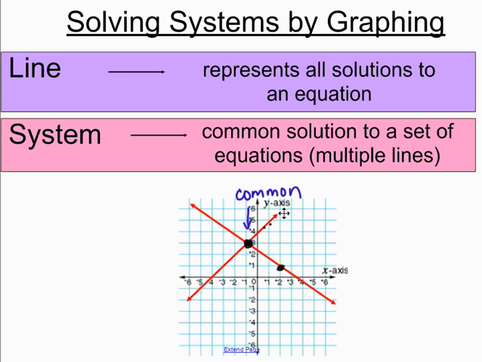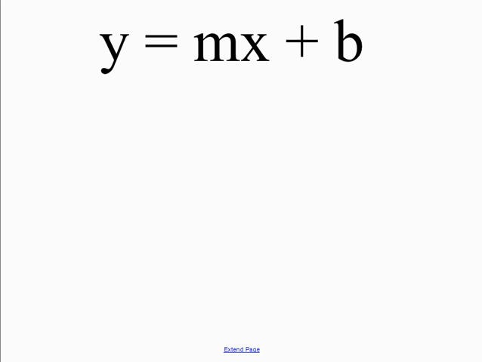Let's go back now and talk about setting it up. How would we graph it? We need to remember about y equals mx plus b. This format, which is called the slope intercept format, helps us to put things in the right order.